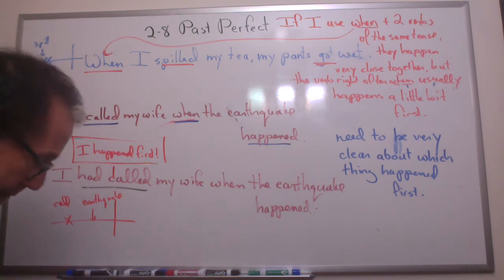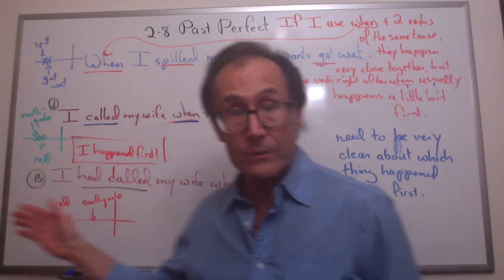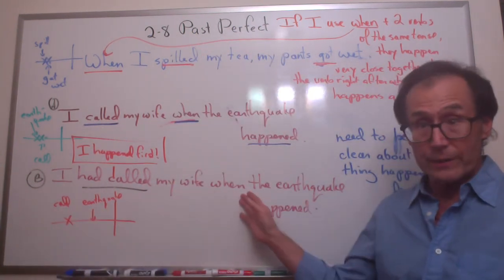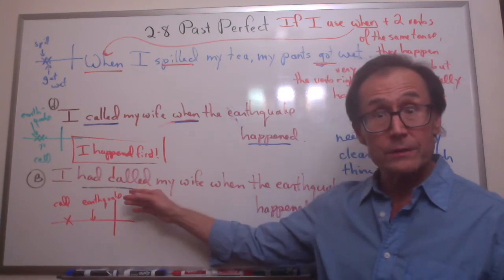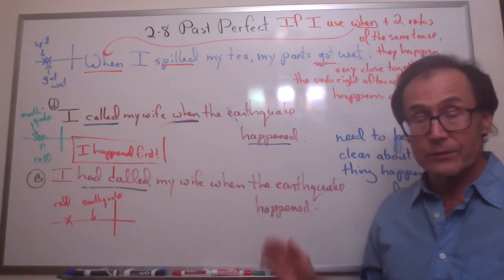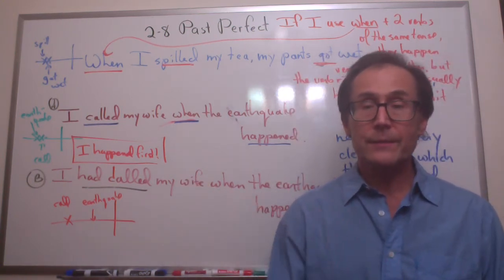And so let me act this out. I had called my wife when the earthquake happened. In this sentence, I know this happened first, and then the earthquake happened. So sentence B goes like this.